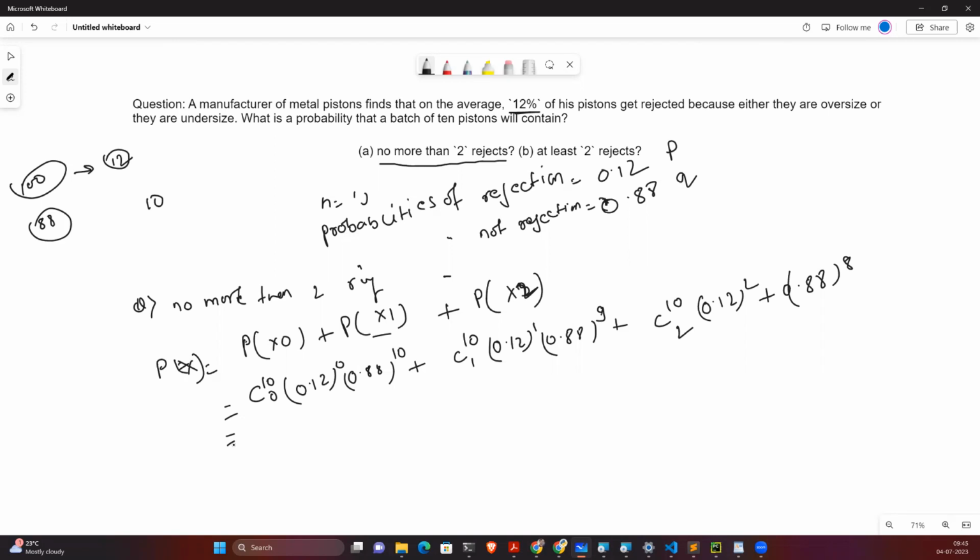Sir, I'm getting 0.4892. I don't know whether it's correct or not. Okay. I'm trusting you and believing you are getting the right answer. 0.4892 means like what do you mean by this? No more than two rejection, the percentage is 48.9%. Okay. Now for at least two rejection, I will not answer. You have to give this answer. See, this is all about the exercise. I will give you some questions to solve at home.